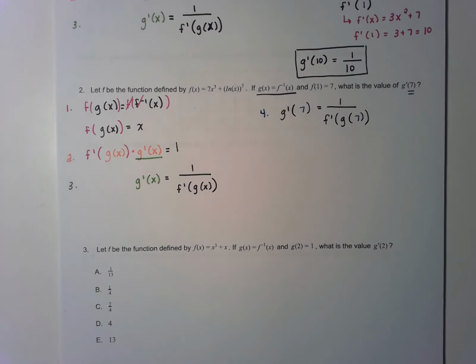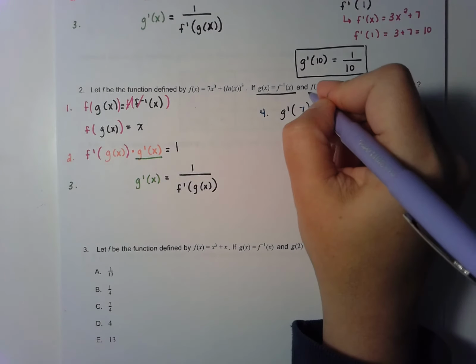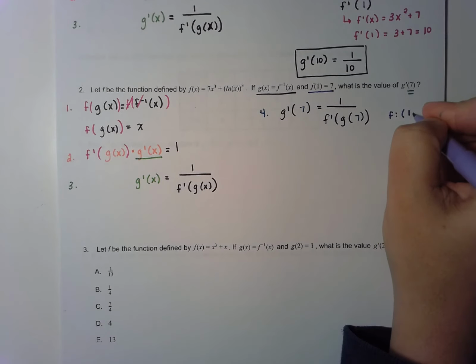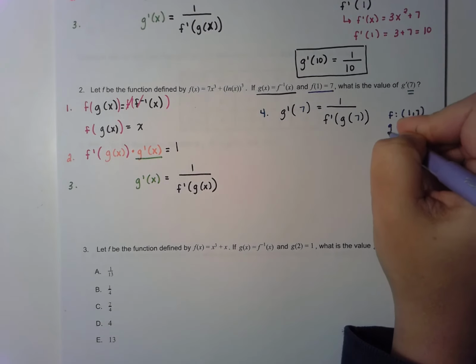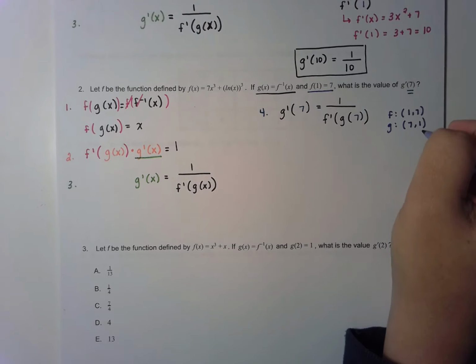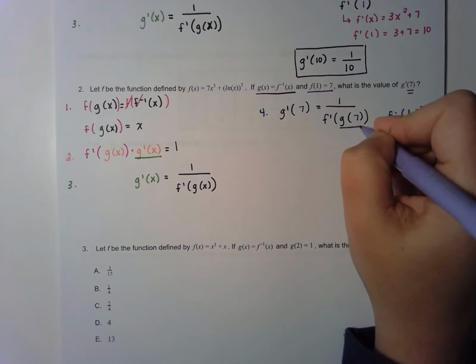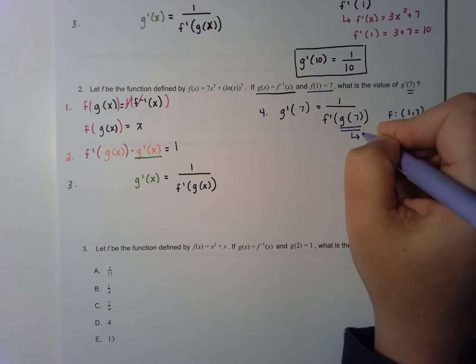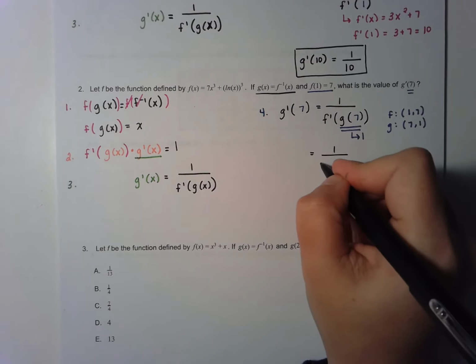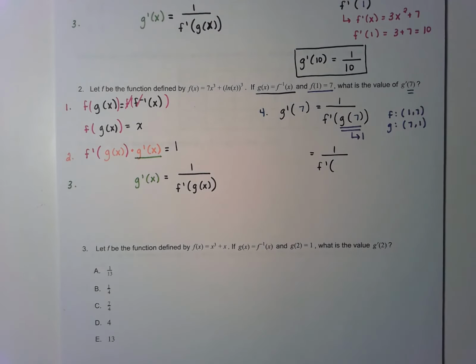Now, just like before, I don't know g of 7 and I don't have an equation for g, but there is something in the instructions that can help me. This tells me that f has the point (1, 7), which means by the rules of inverses, g has the point (7, 1). So g of 7 must be equal to 1. That means that I have to figure out 1 over f prime of 1.